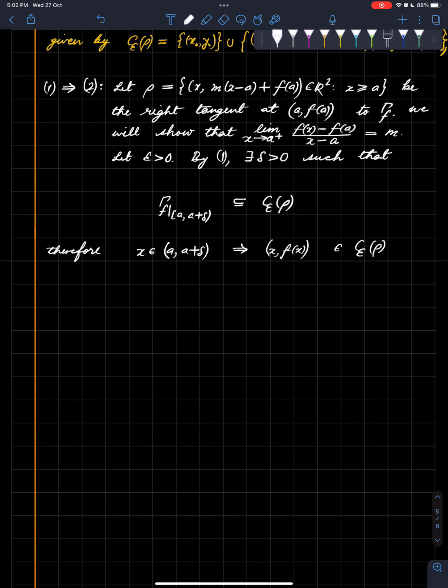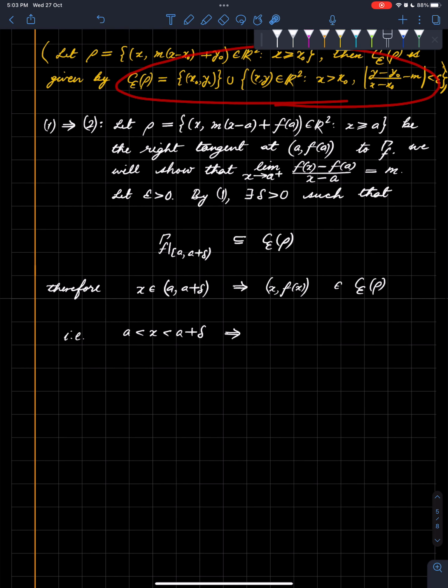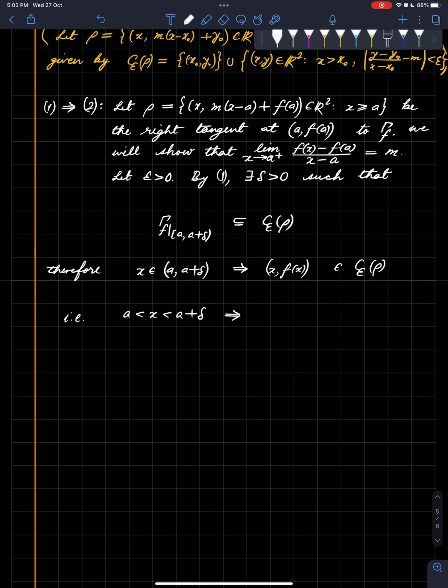Which means that if you have a less than x less than a plus delta, then now we use this yellow thing to write m minus epsilon less than (f(x) minus f(a))/(x minus a) less than m plus epsilon. Or rather, I'll just directly write that the absolute value of (f(x) minus f(a))/(x minus a) minus m is dominated by epsilon.